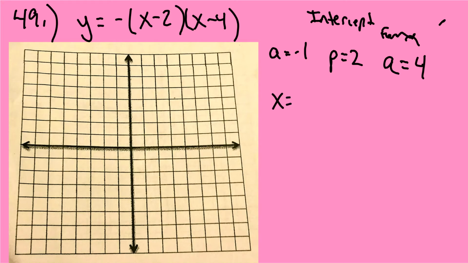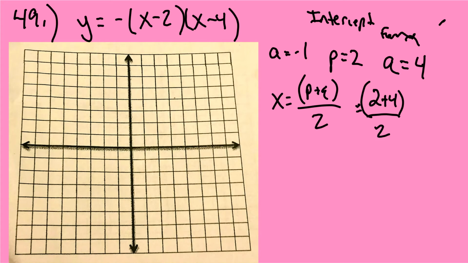Step 2 says X equals P plus Q over 2. Notice it's in parentheses. That means you have to do the top first. So I say 2 plus 4 inside the parentheses, all over 2, so I get 6 over 2, which is 3. XY chart, I put 3 in the middle.